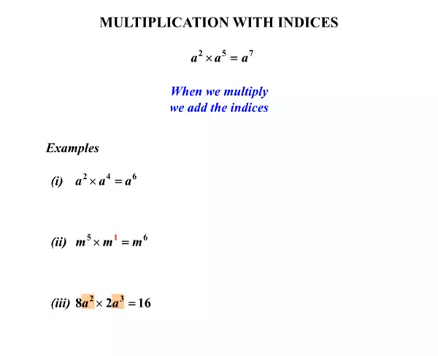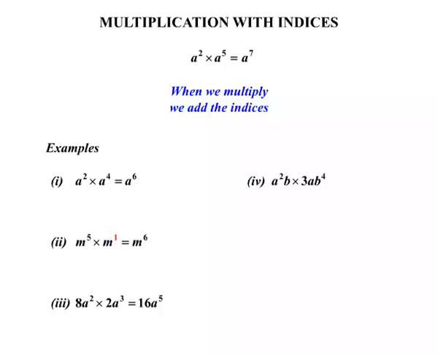Now we have a squared times a cubed. This is where we add the indices, so the 2 and the 3 we're going to add them to get 5. So we get a to the power of 5. So we can see that our answer is 16a to the power of 5. Excellent.